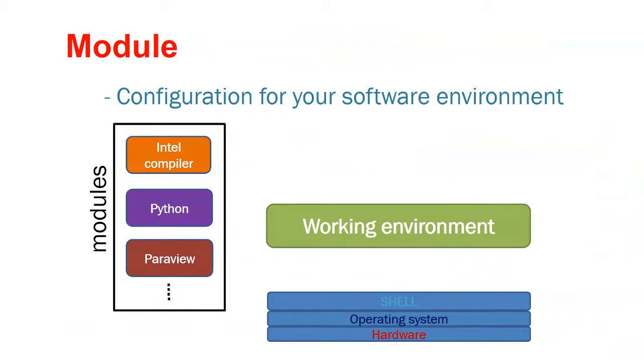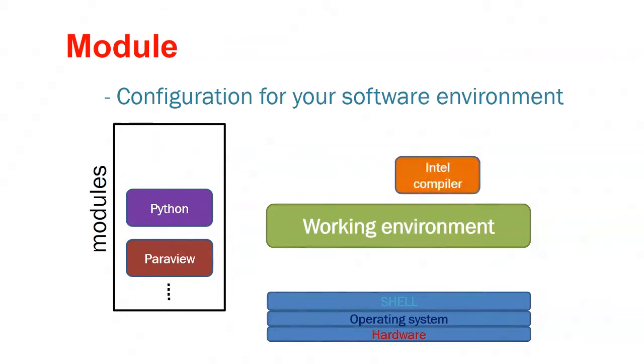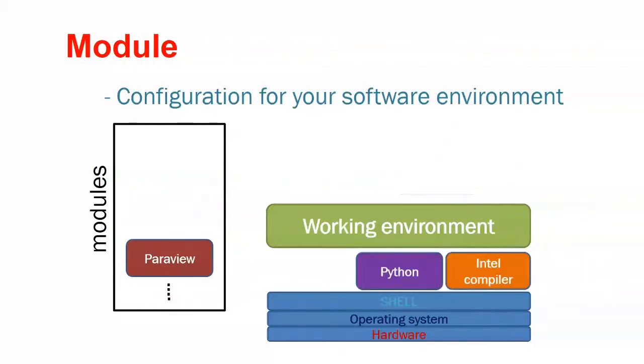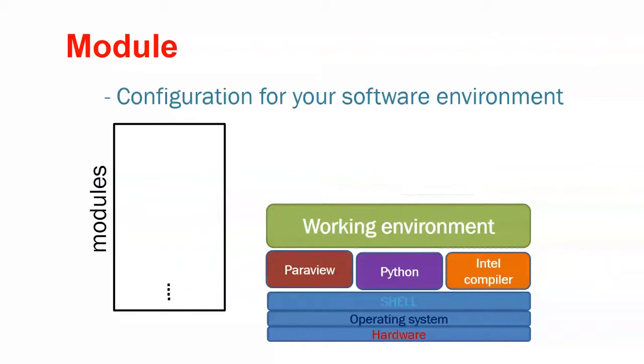So for example, as you may see here, we have hardware, operating system, and shell. Shell is the login mode of Graham. And by loading individual modules one by one, Intel compiler, Python, and ParaView, now you can have your working environment.